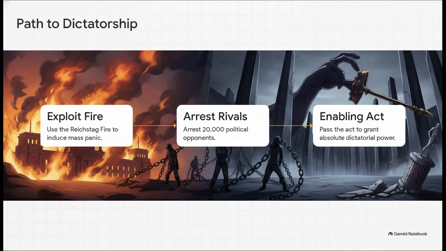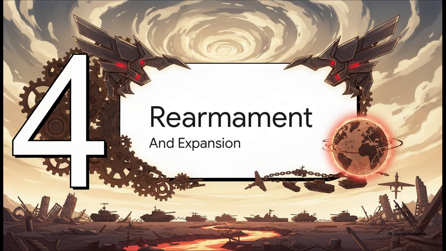And finally, Step 3, through heavy intimidation and a backroom deal with the Catholic Center Party, Hitler pushed through the Enabling Act. This legally granted him absolute dictatorial power. Democracy was officially dead. Let's dive into Section 4, Rearmament and Expansion.